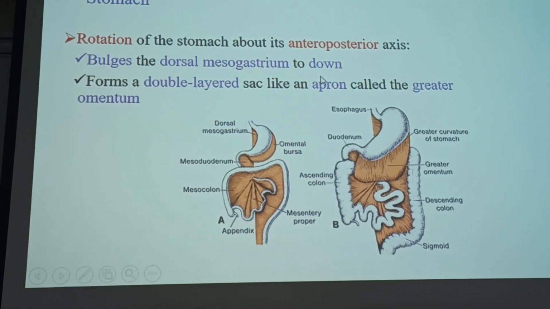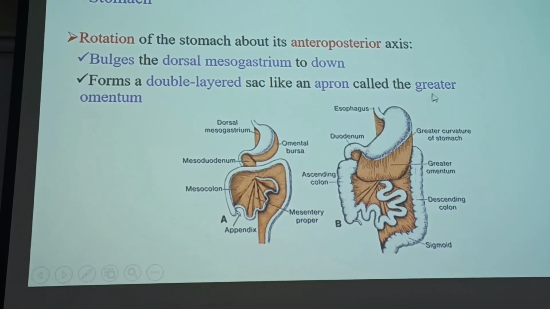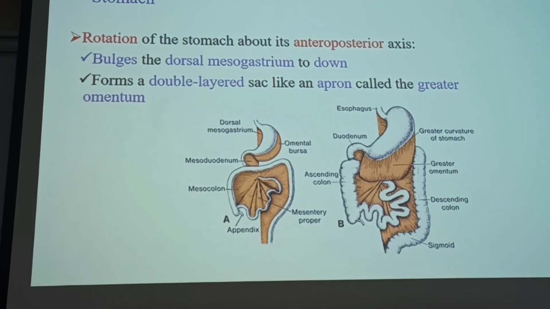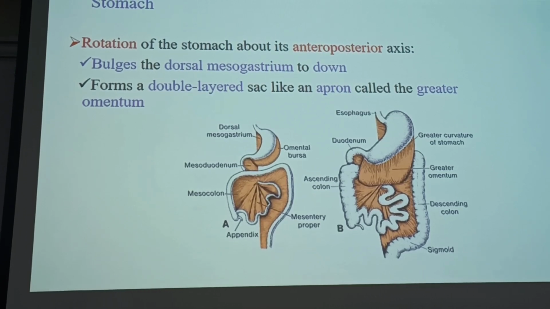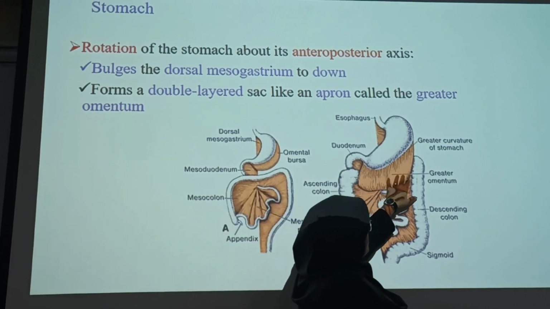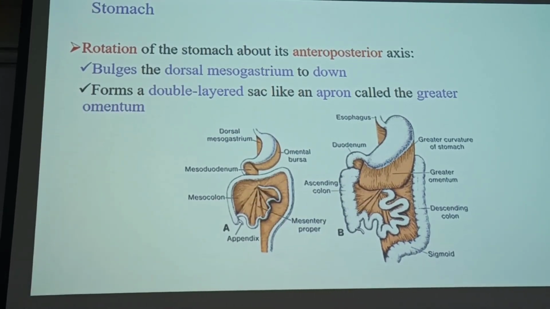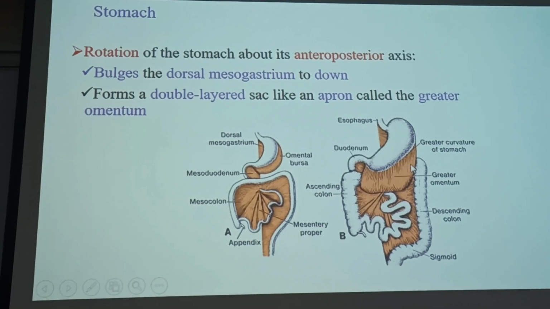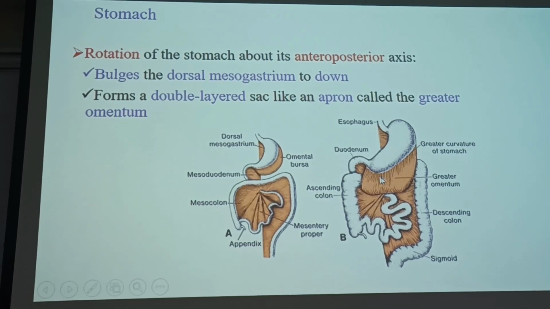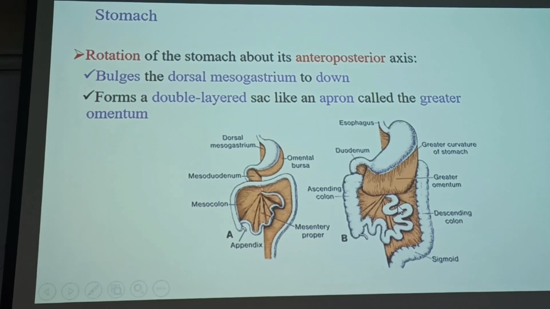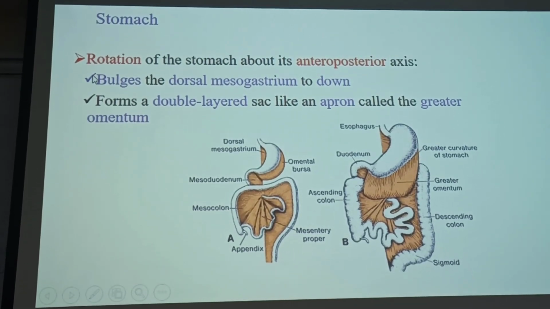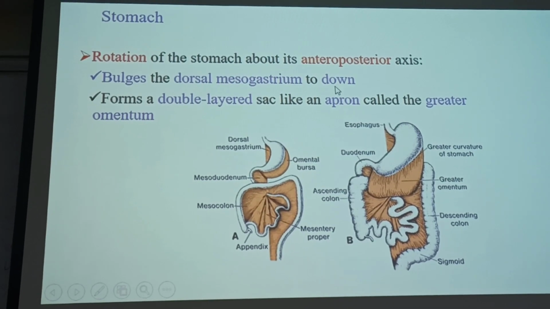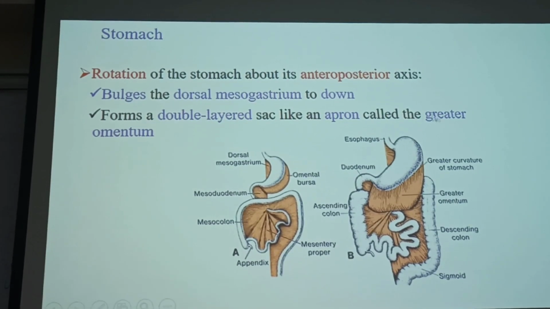Also, this rotation leads to the formation of greater omentum. In the other word, the antero-posterior rotation of the stomach leads to the formation of greater omentum. As I said, greater omentum hangs from greater curvature of a stomach and puts on the loops of the small intestine. Okay? In the other word, after this rotation, dorsal mesogaster bulges to down and finally forms greater omentum.